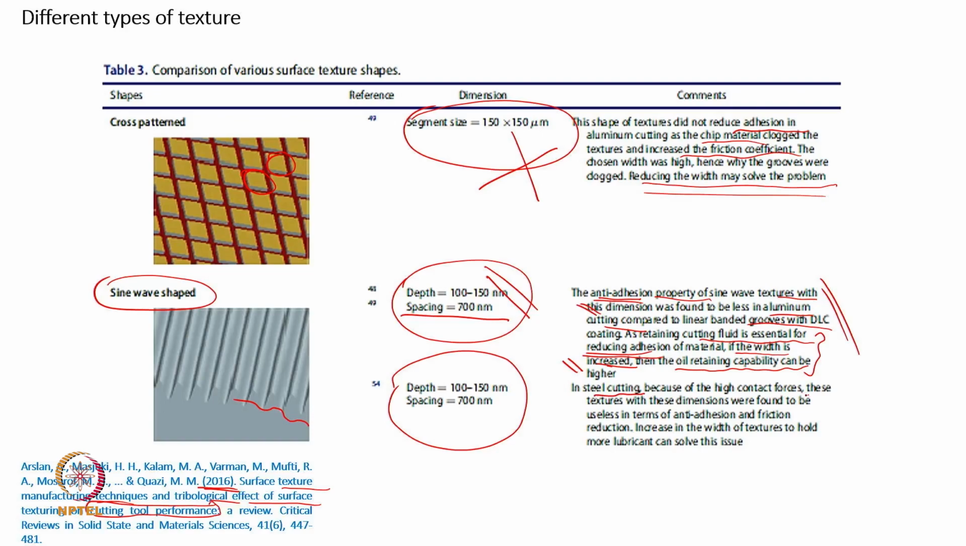We say that because of the high contact forces, these textures with that dimension were found to be useless. So, for aluminum it works well, for steel it may not work well, right. So, that is why we really require more literature study or thorough understanding. The same texture may work for one situation, may not work for another situation, right.